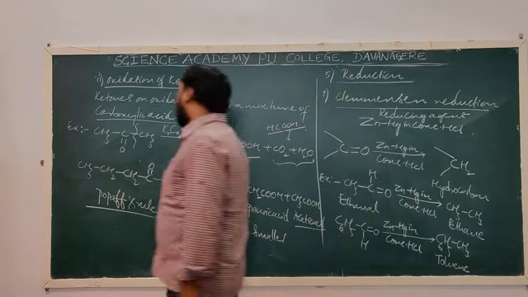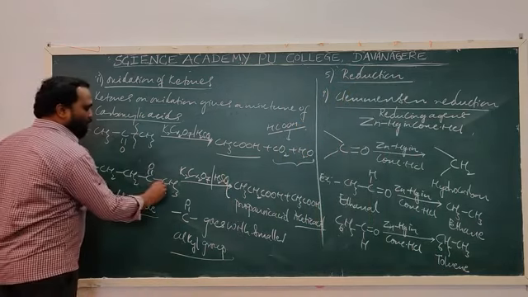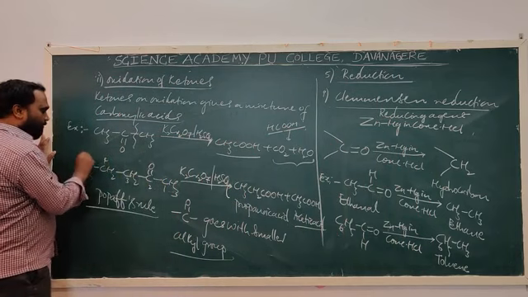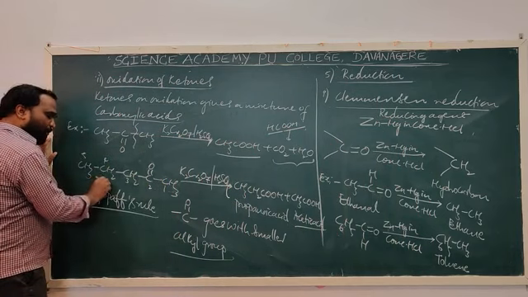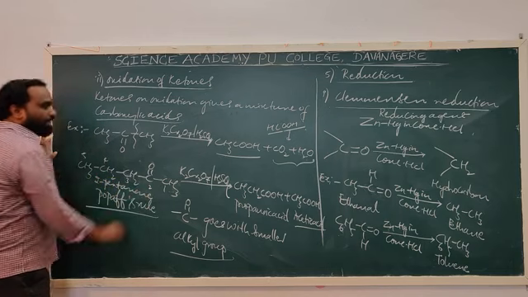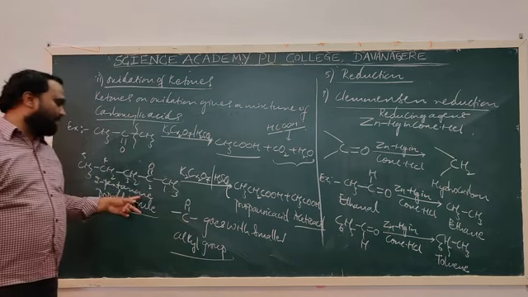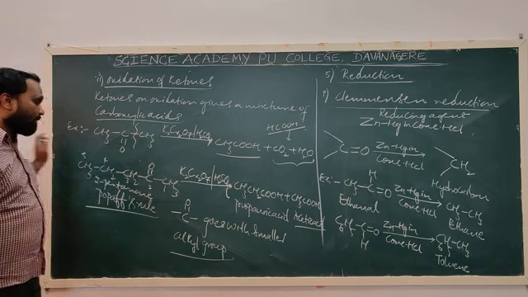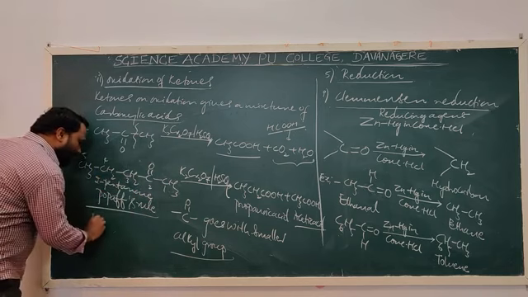Now let us take an example: 1, 2, 3, 4, 5, 2-pentanone. See, 2-pentanone is an example of an unsymmetrical ketone.